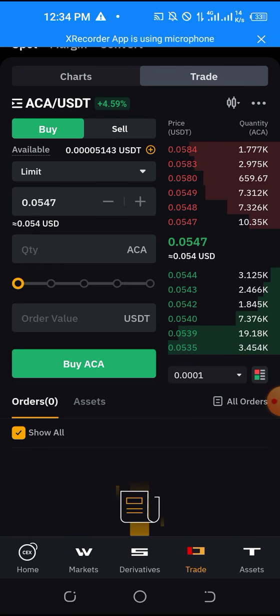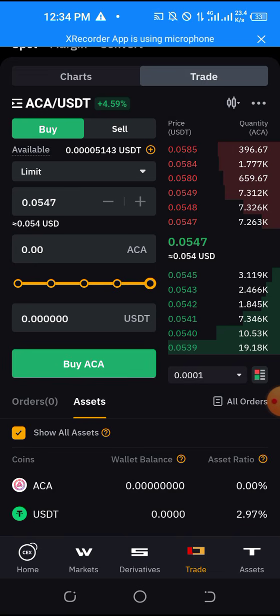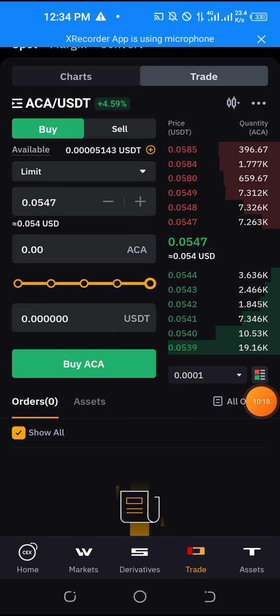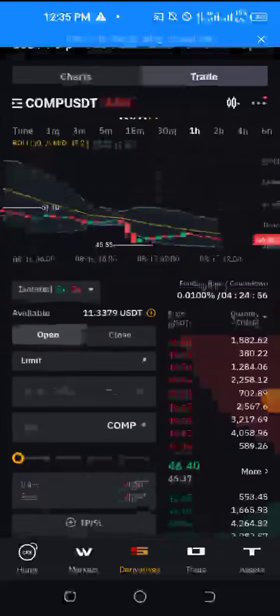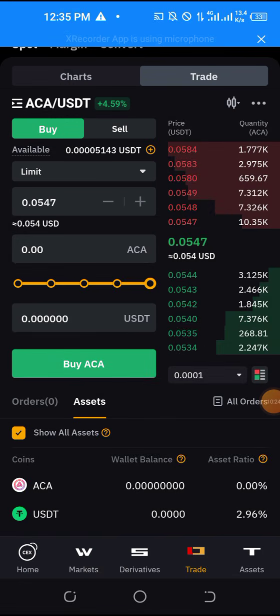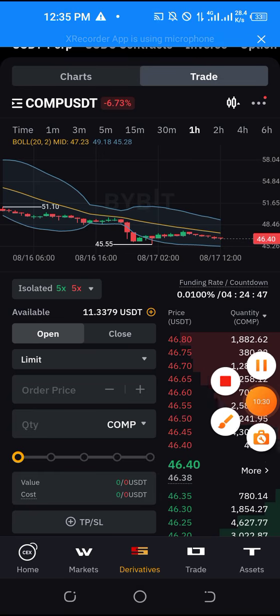So I want to sell at this point. I just realized that this is on spot, so we can't really sell here. So let's go back to derivative and look for another coin.